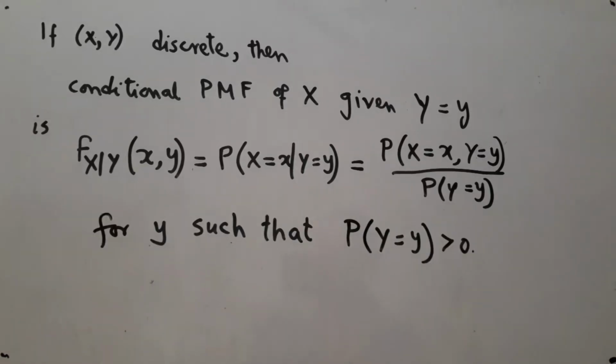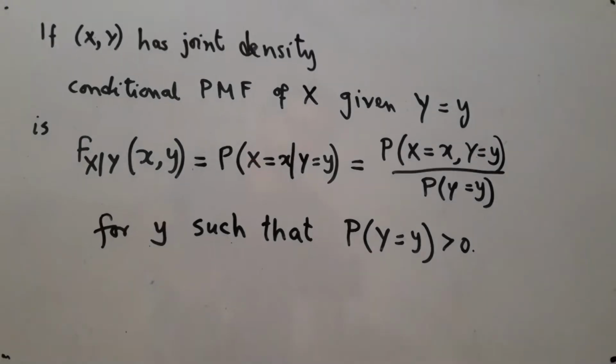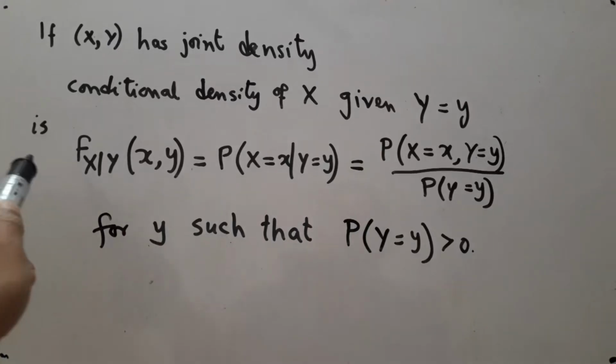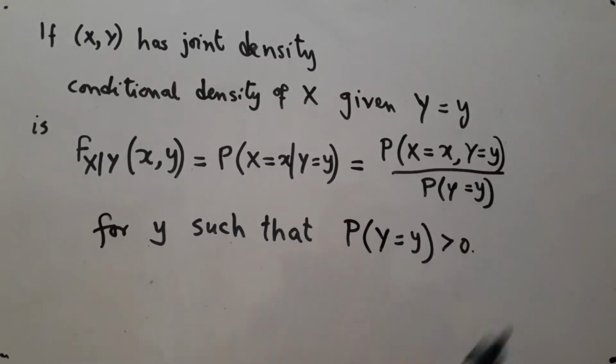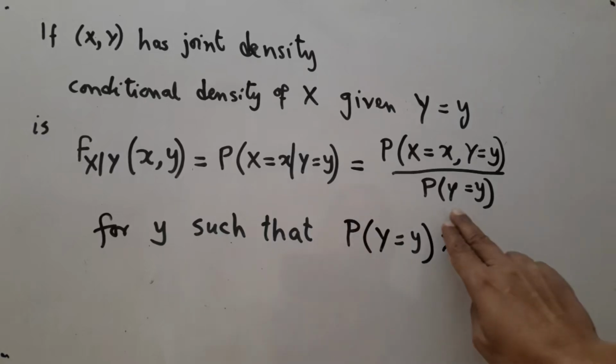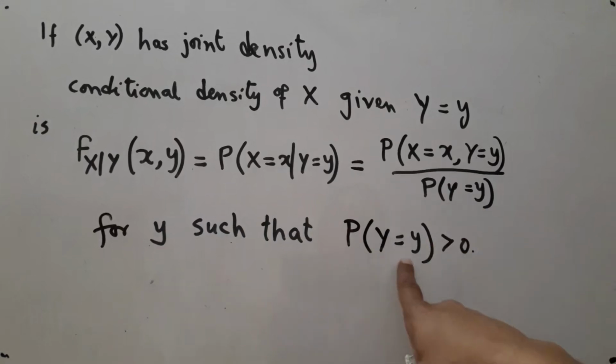Now in this semester we want to do a similar thing, but when x and y have joint density. Then of course we do not want to talk about conditional PMF, we would like to talk about conditional density. And if we just try to imitate this definition, we will be in trouble because now the denominator has probability 0 because y has a density. So whatever little y you take, I always have probability y equal to 0.